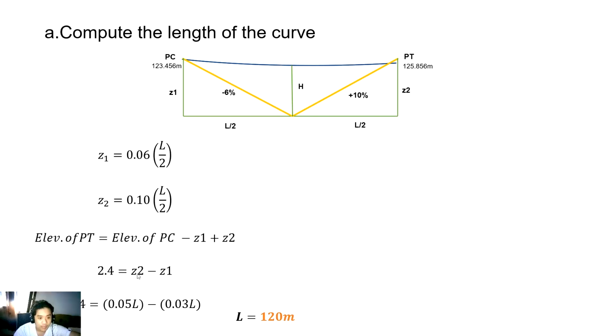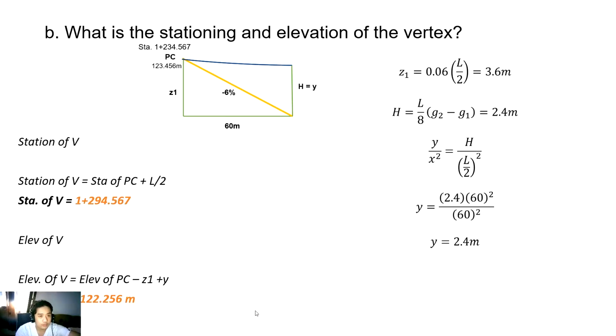So, ngayon, alam naman natin na ang Z2, ito yun, which is ito, 0.10 L over 2. So, cancel, magiging 0.05 L. Then, yung Z1, which is 0.06 times L over 2. So, para matanggal yung 2, kinancel natin sa 0.06. So, magiging 0.03 L. So, 2.4 equals to 0.05 L minus 0.03 L, and we'll get 120 meters pag na-solve natin sa calcu.